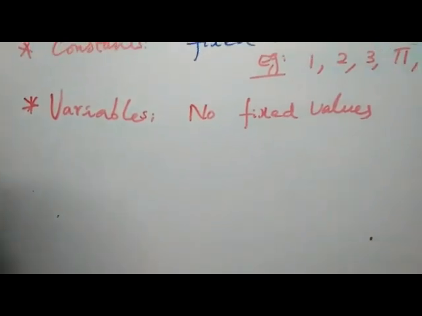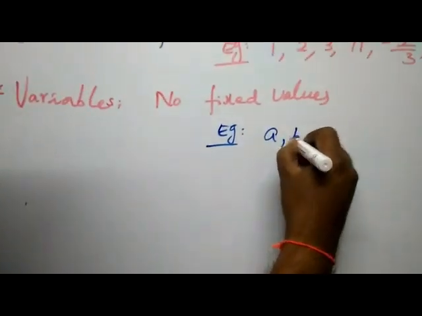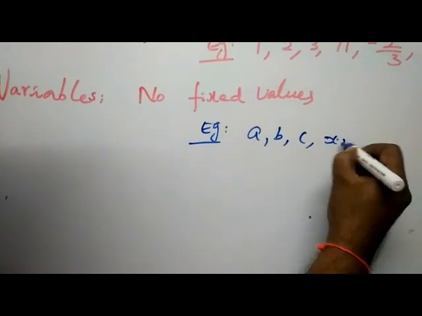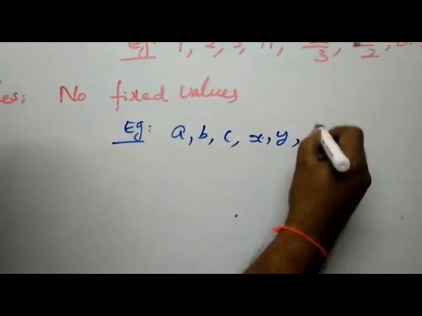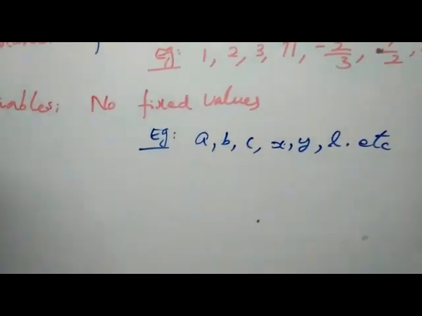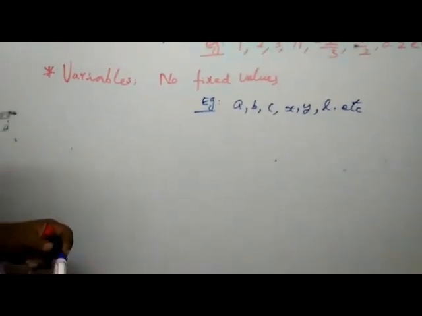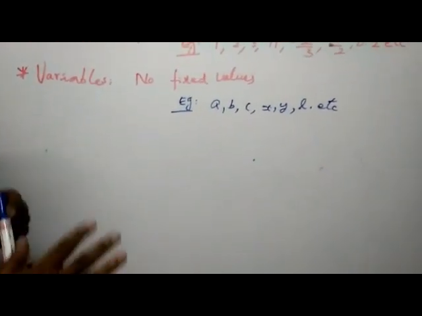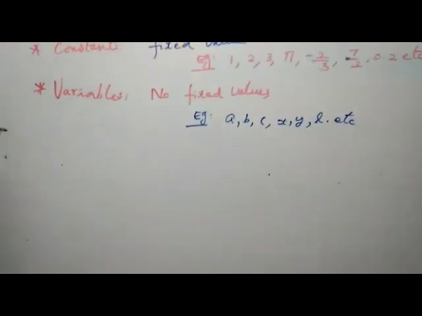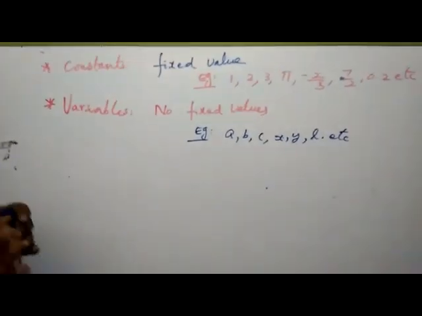The examples of variables are, you can take A, B, C, D, E, F, G, H, whatever it may be, from the English alphabets. These are called variables: A, B, C, X, Y, L, etc. Variables will always change. It varies. There is no fixed value, but it takes various numerical values.